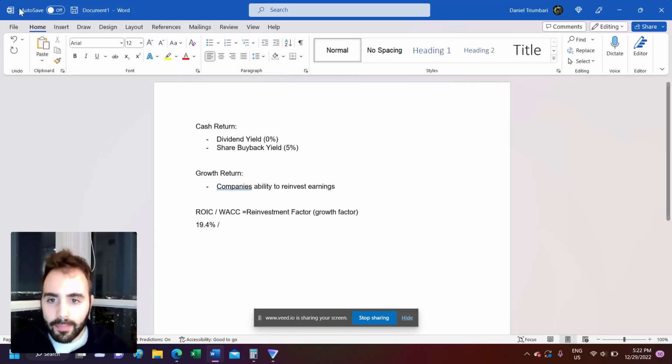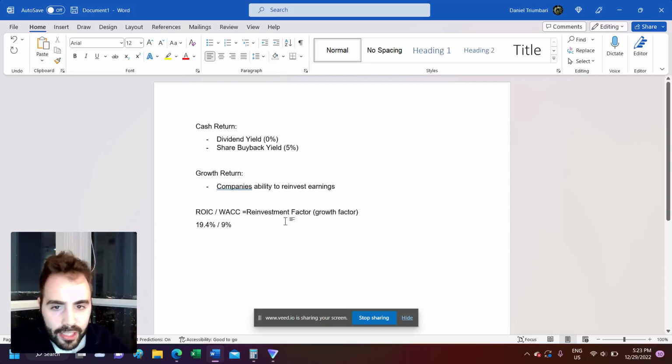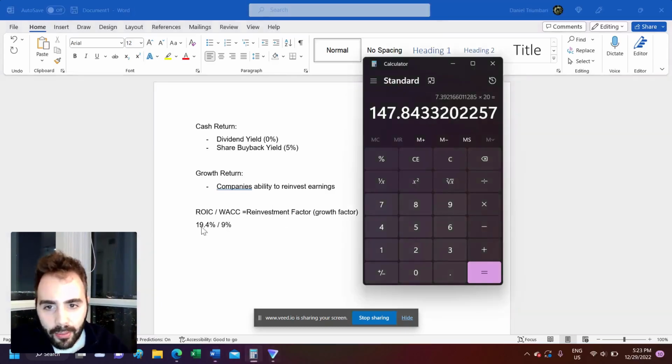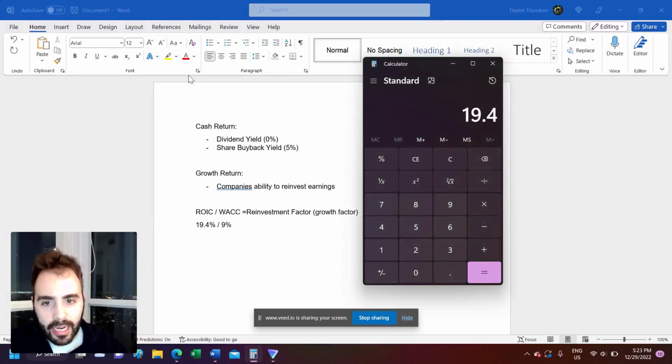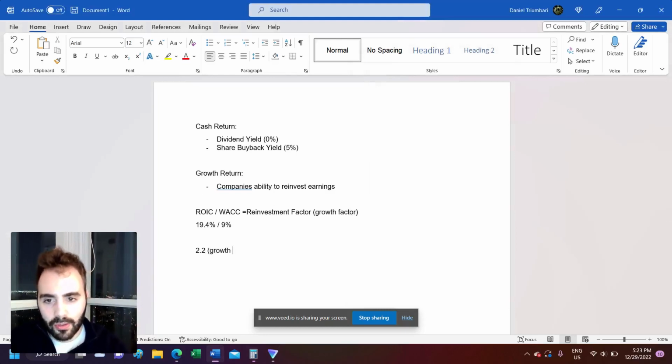So we need to divide that by the weighted average cost of capital. For a company like Google, there are many different ways to calculate it, but it's about 9% for Google. So we'll just type in 9%. And by doing that, what we get is this reinvestment factor or growth factor. So we can take our return on invested capital, 19.4, and divide that by our weighted average cost of capital of 9%, and we get a reinvestment factor of about 2.2. So this could be called the growth factor.